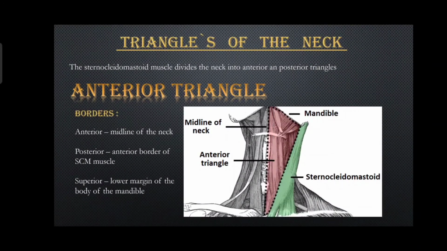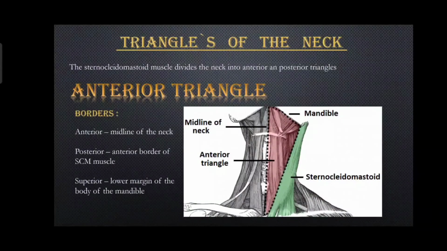Now, let's discuss the triangles of the neck. The sternocleidomastoid muscles divide the neck into two triangles, the anterior triangle and the posterior triangle. First, let's talk about the anterior triangle. Borders of the anterior triangle: anteriorly, it is the midline of the neck; posteriorly, the anterior border of the sternocleidomastoid muscle; the superior border is the lower margin of the body of the mandible.